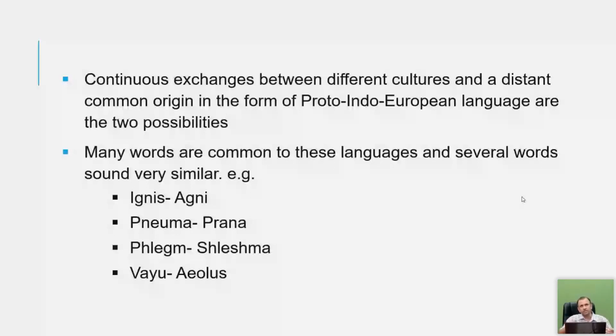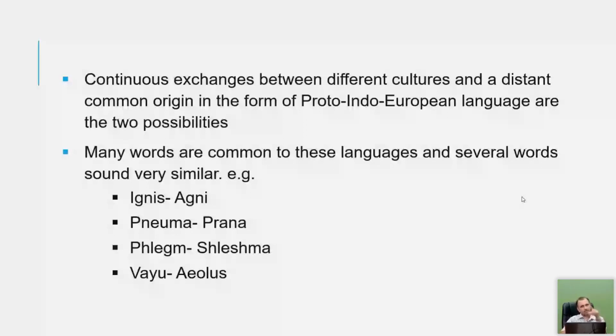So continuous exchanges between different cultures, between Greek and Indian scholars, right? This might have been one of the reasons why these theories are common or similar. Or another possibility is a distant common origin in the form of the Proto-Indo-European language. This is also possible, right? This is being proposed as a remote language in the remote past, which was spoken, and this gave birth to several other languages.